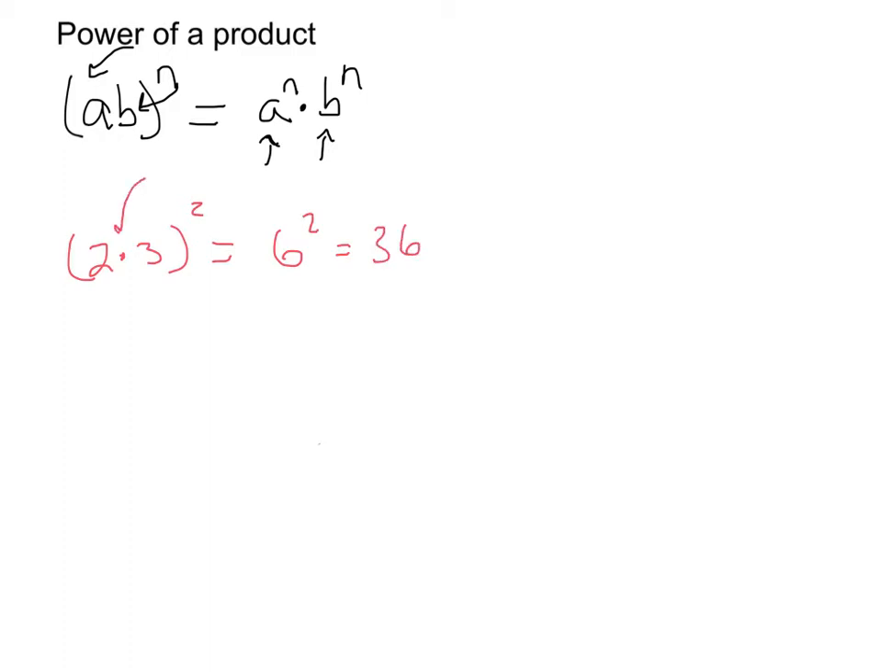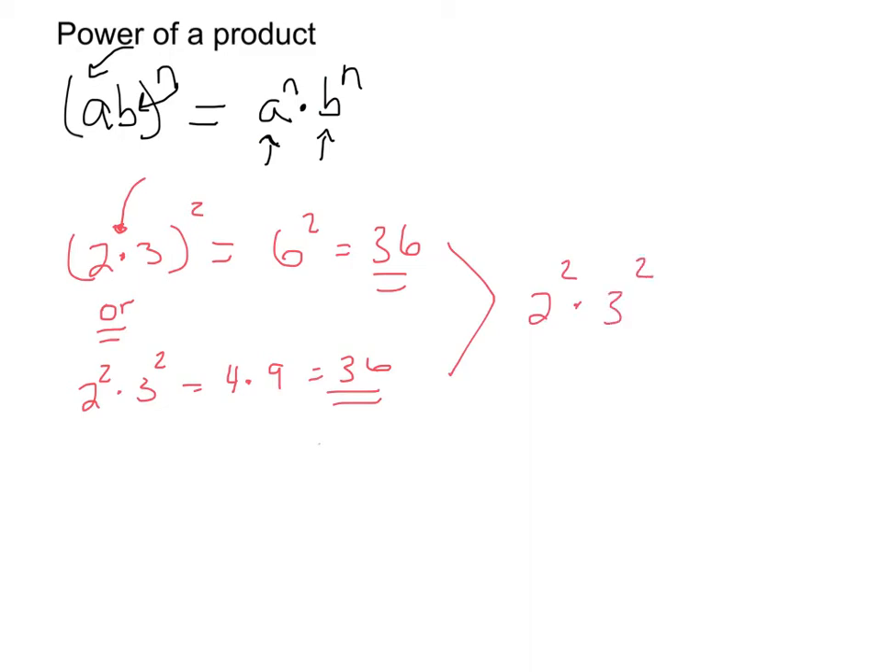But because of some of the special properties of multiplication, dealing with this exponent, I can actually approach this problem a different way. I can take 2 squared times 3 squared, and that's going to equal 4 times 9. Well, what's 4 times 9? 36. We get the same answer, so the shortcut here is to just distribute the squared term. Because it's numbers, I can put everything together.